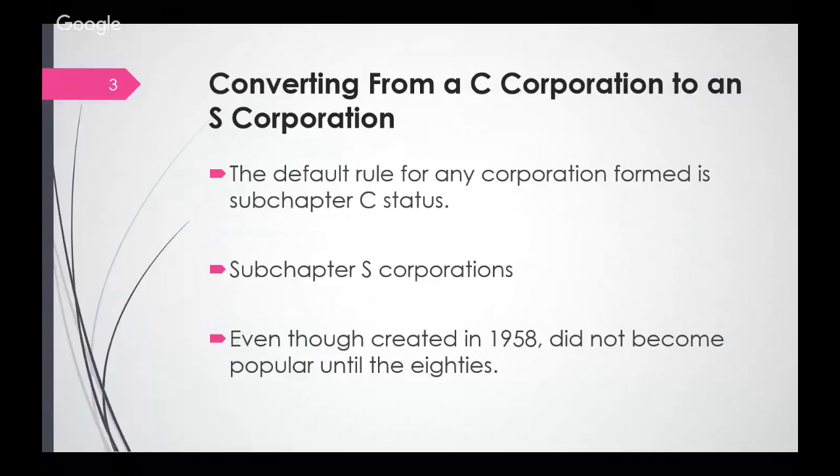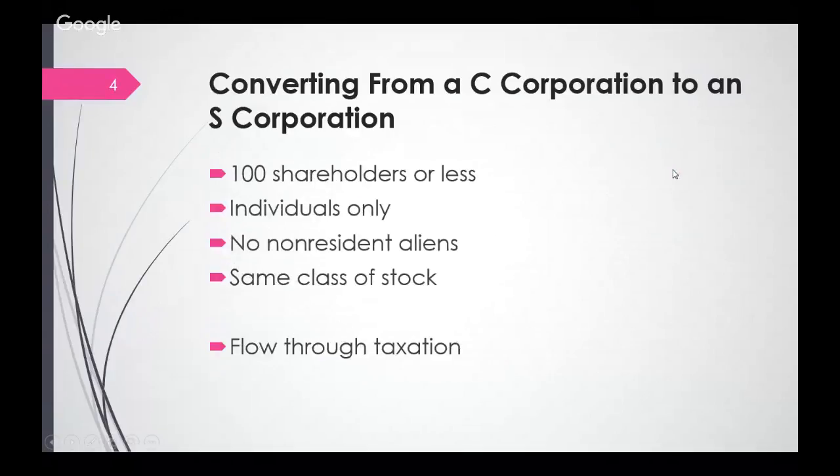And take a look at the last bullet point. Even though this S corporation was created in 1958, it did not become popular until the 1980s. I represent a lot of companies across the US. And if you've been formed prior to 1980, prior to 1990, really, most likely you're a C corporation. If you were formed after the 1990s, and if you're considered a small business in the United States, chances are you're going to be an S corporation. And then we can take a look at whether or not we want to have you convert.